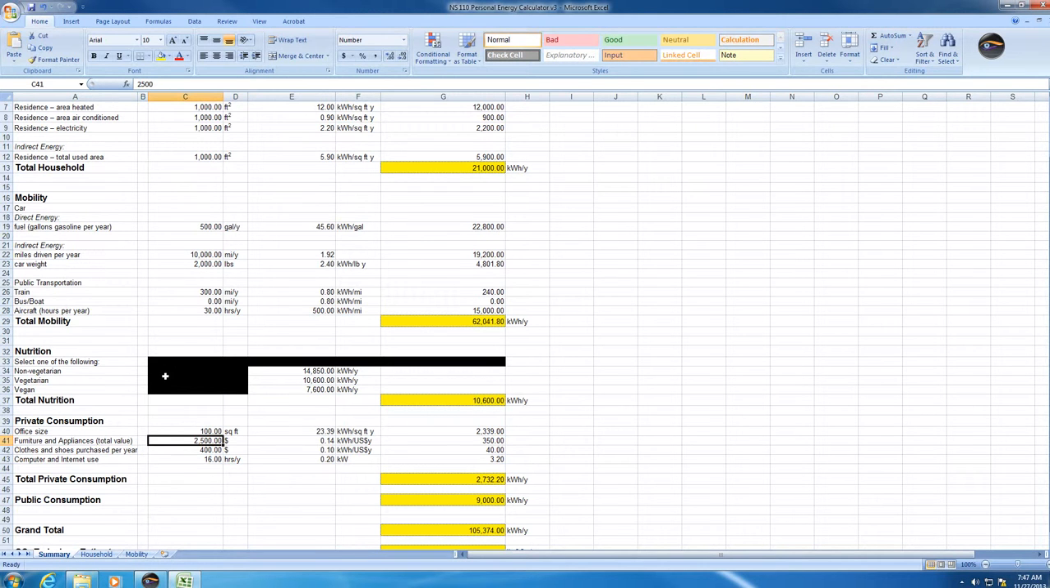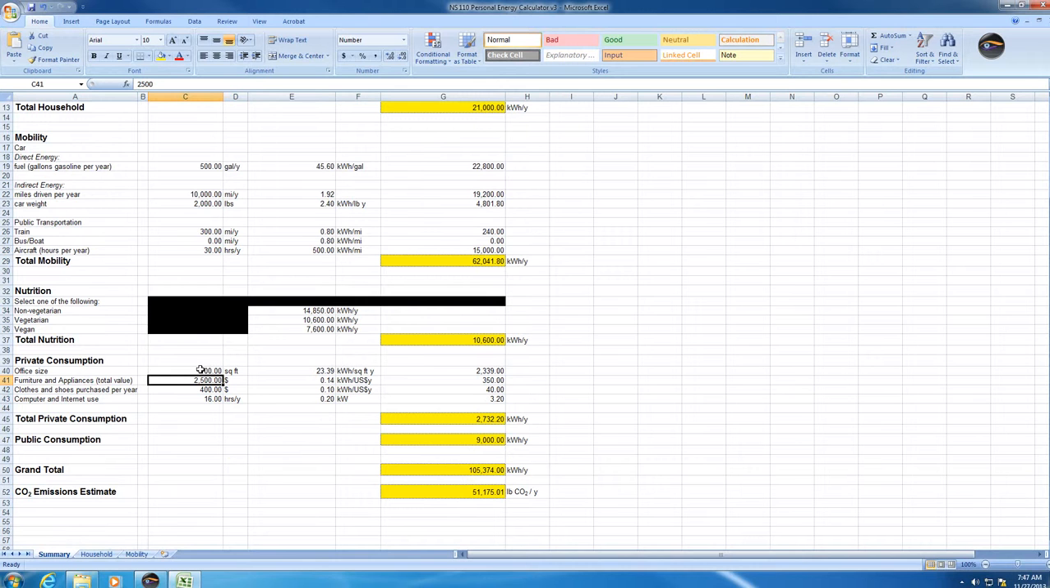And the rest of the transportation numbers. Under nutrition, you have 3 choices. If you eat a non-vegetarian diet, you'll enter a higher number, and if vegetarian and then a vegan diet, you use much less energy. So this is an example of indirect energy, where the energy goes into preparing the food, not the direct energy that you use in consuming your meals. We enter 10,600 for, let's say, a vegetarian diet.